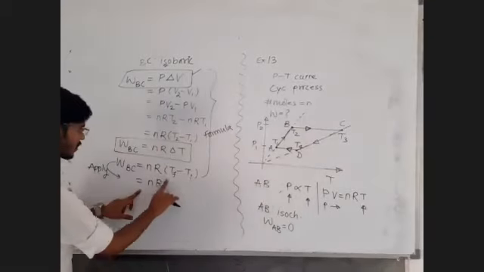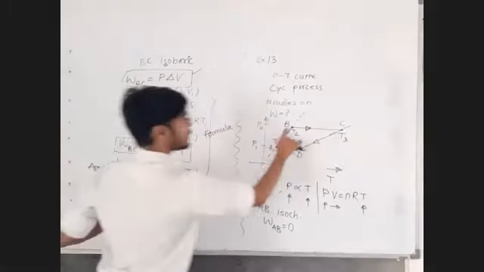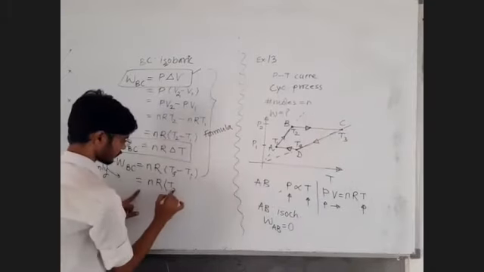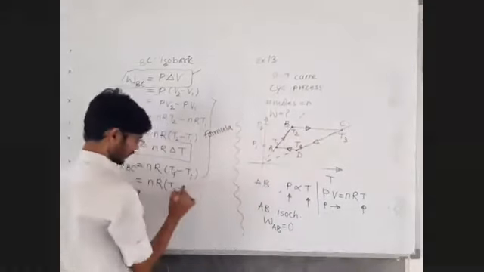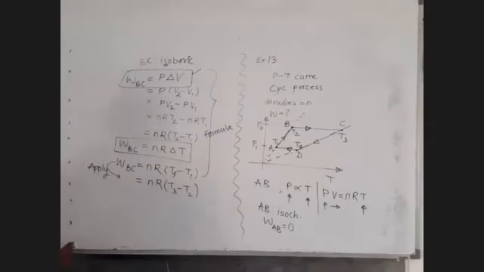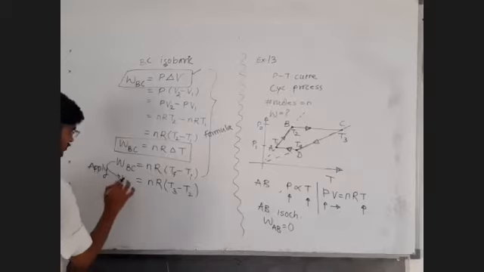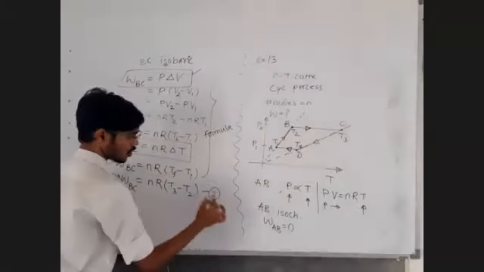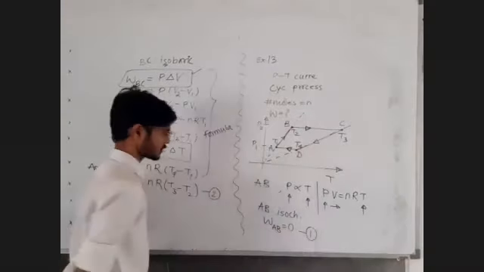So nR, what is the final temperature for B to C? Sir, for the B to C process, final temperature is T3 minus initial temperature T2. So that's it. This is the work done in the process B to C. We applied this formula. Call this as 2. Call this as 1.